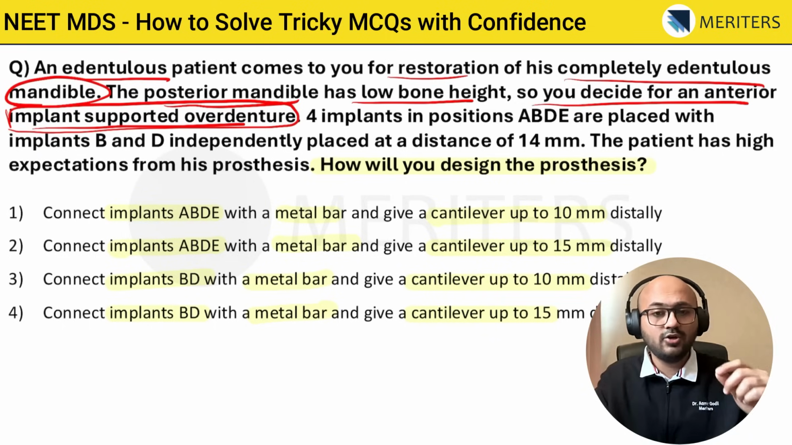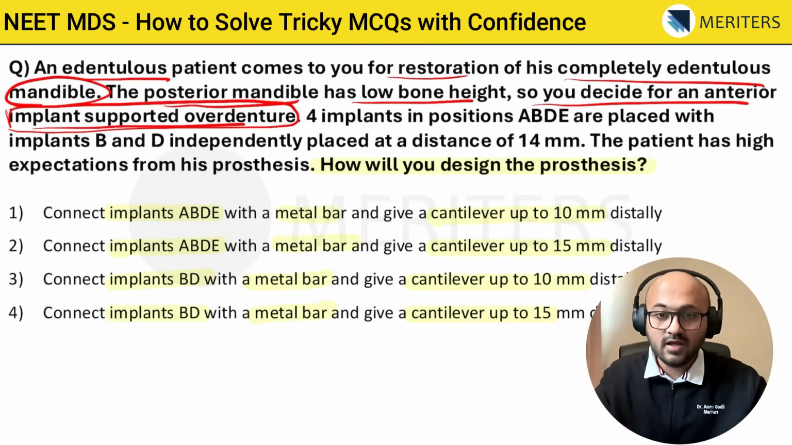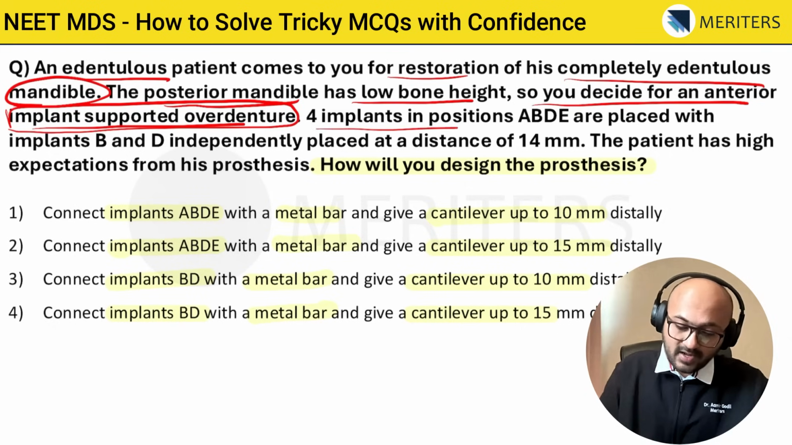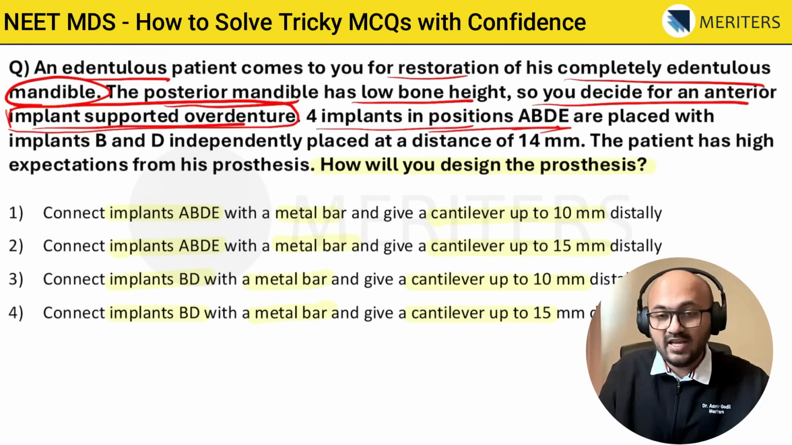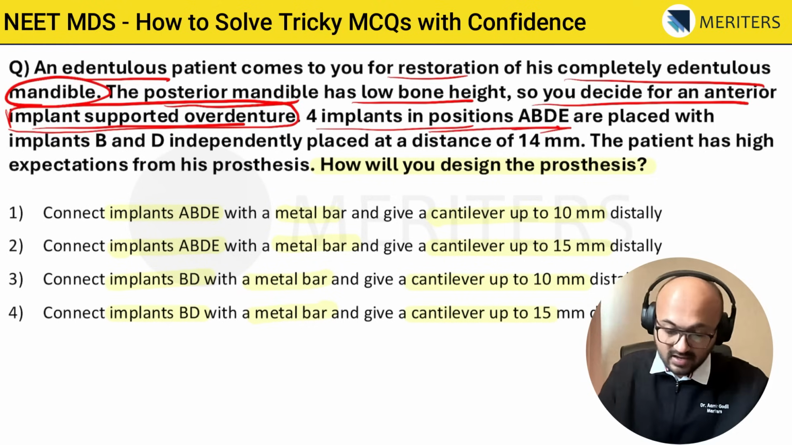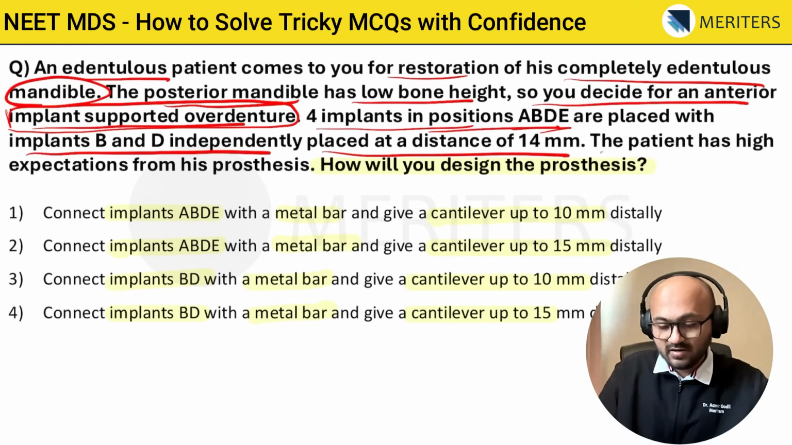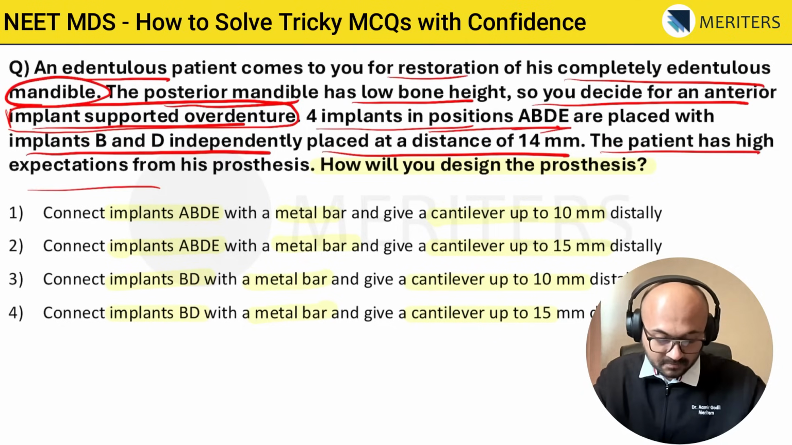So somewhere or the other, you will find a link to that topic. Most of the time in new concept based questions, you will have some background information, very faint, but you will have something to work on. Four implants in the position A, B, D, E. So they have also mentioned that these are implant positions A, B, D, E. There are four implants, with implants B and D independently placed at a distance of 14 millimeter, the patient has high expectations. And now, how will you design the prosthesis?